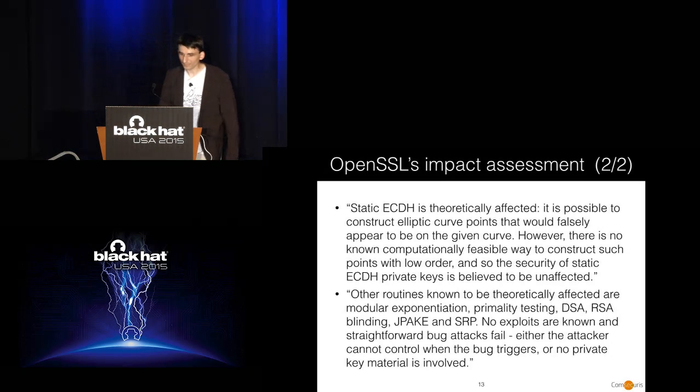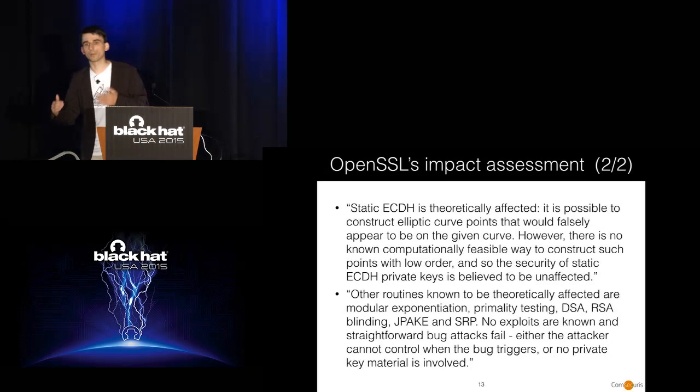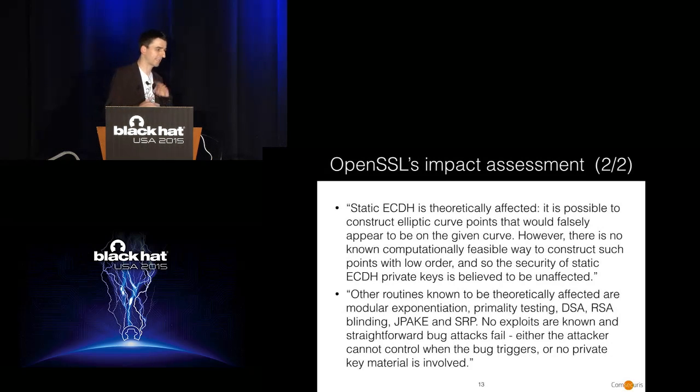Unfortunately, they are right in most regards. Static ECDH, they say, is theoretically affected. So in the version that was fixed, OpenSSL 1.0.1k, that is the version that is fixed, and 1.0.1j is the previous version that still had the bug. So the argument is that the only effect of this would be in the point validation routine.